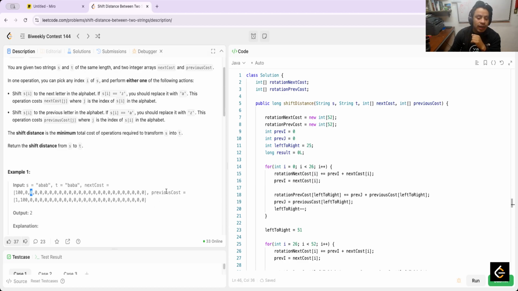And we have the same but in the positive direction, in this case the previous. What is the cost to move from C to A, for example? Well, it moves first the C, do this, and now this, do this. In this case it is 100. And this is the idea, and we need to return the minimum total cost of the operation required to transform s into t.